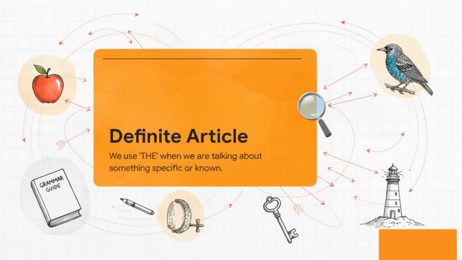Okay, so the fancy grammar term for the is the definite article. I know, that sounds super technical, right? But forget the jargon. All definite really means is specific. That's the magic word. If you remember that the means specific, you've basically cracked the code. It's all about pointing to one particular thing.